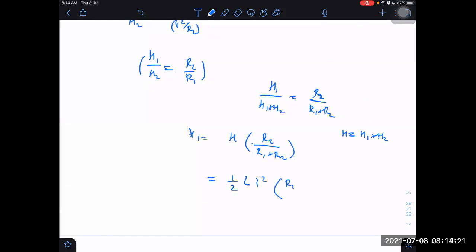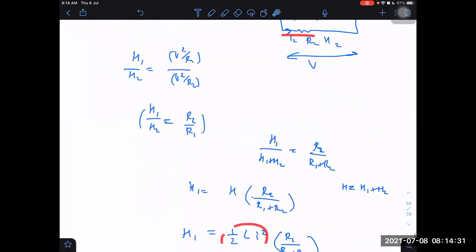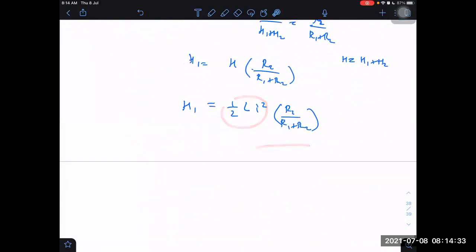R2 upon R1 plus R2. No, I'm not telling you what the initial I is, but I'm just saying that if this situation comes where we know the initial current and finally it is distributing into two parts, then this way we can get the answer. Again, we are able to avoid the integration. Let me think of some case where we cannot avoid integration.